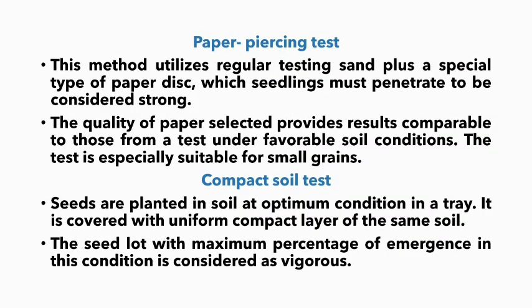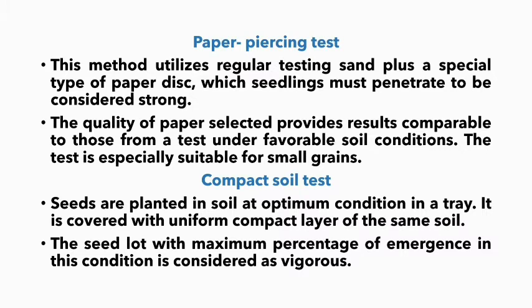Paper piercing test. As the name implies, this method utilizes regular testing sand plus a special type of paper disc which seedlings must penetrate to be considered strong. The quality of paper selected provides results comparable to those from the test under favorable soil conditions. The test is especially suitable for small grains.